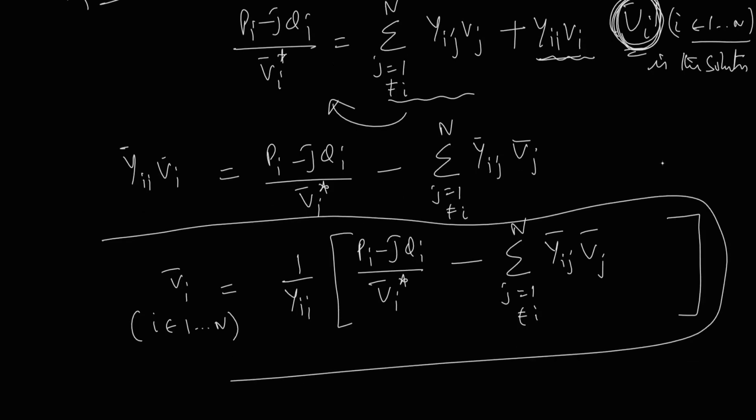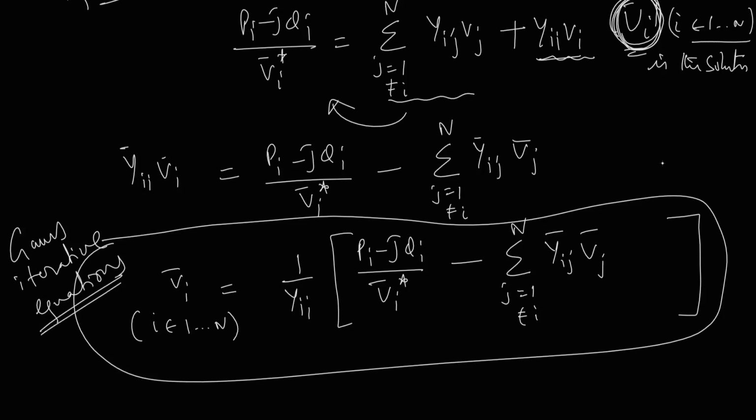Now this equation is the Gauss iterative equation. Vi is the bus voltages, right? So Vi is the bus voltages, and this i is varying from 1 to n. That means I have n equations like this, and each equation has to be iteratively solved.